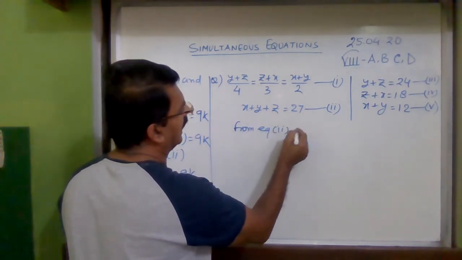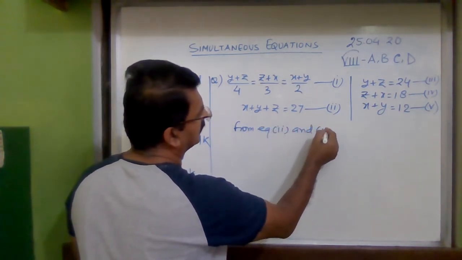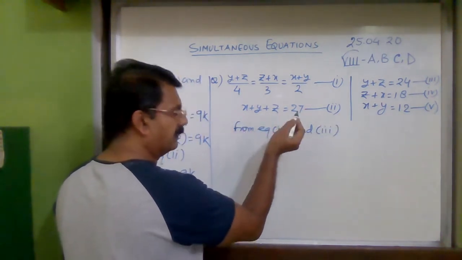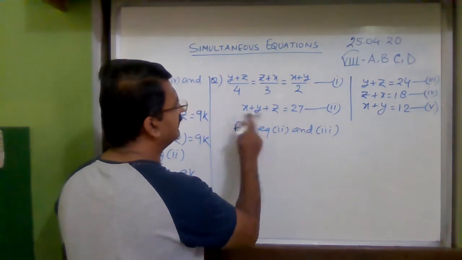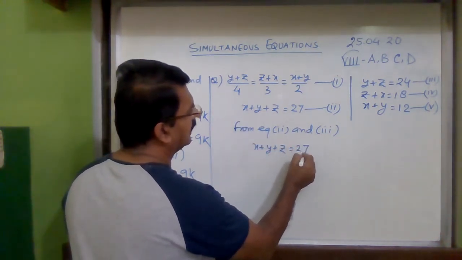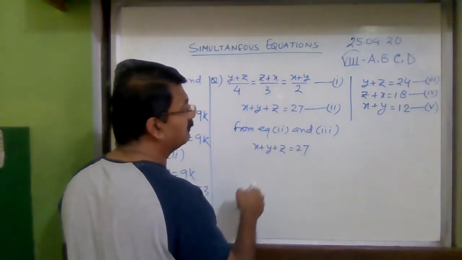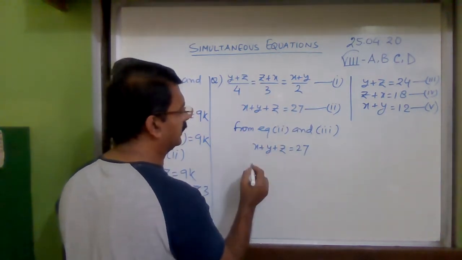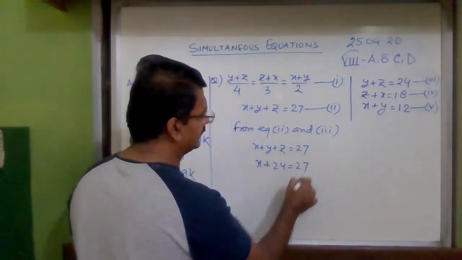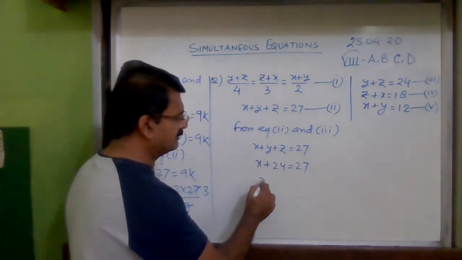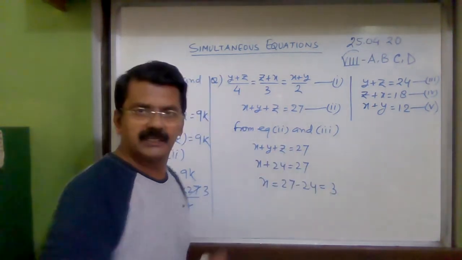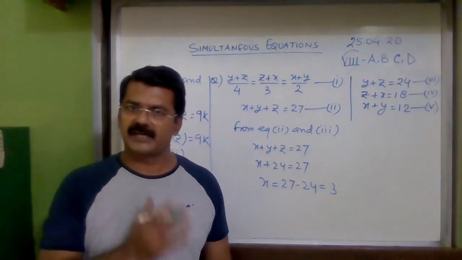From equation 2 and 3. Now see, in equation number 2, it is given that x plus y plus z is equal to 27. In equation number 3, y plus z is 24, so you put 24 here in place of y plus z. So x plus 24 is equal to 27. That means x will be equal to 27 minus 24, that is 3. So we have found the value of x straight away.